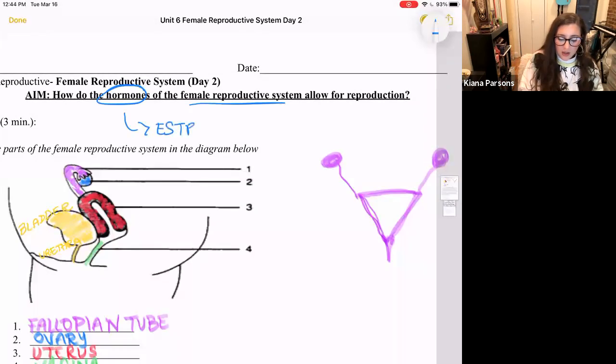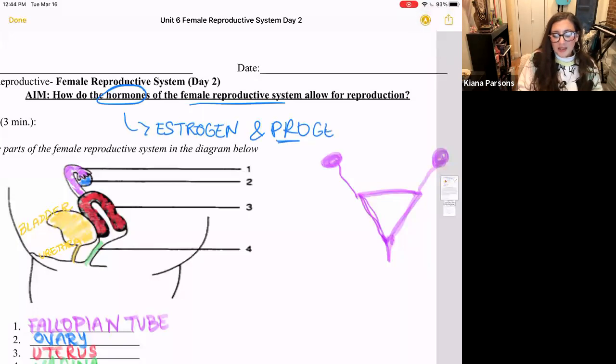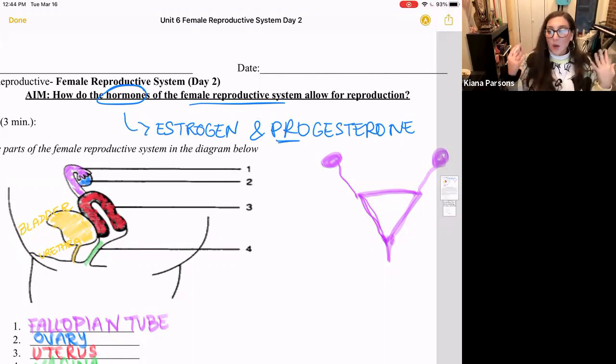Estrogen, which regulates the development of female secondary sex characteristics and the building of the endometrium, and progesterone. And progesterone is the pregnancy hormone. So progesterone maintains the endometrium and eventually turns it into the development of the placenta, which is the sac that will nourish the growing baby.